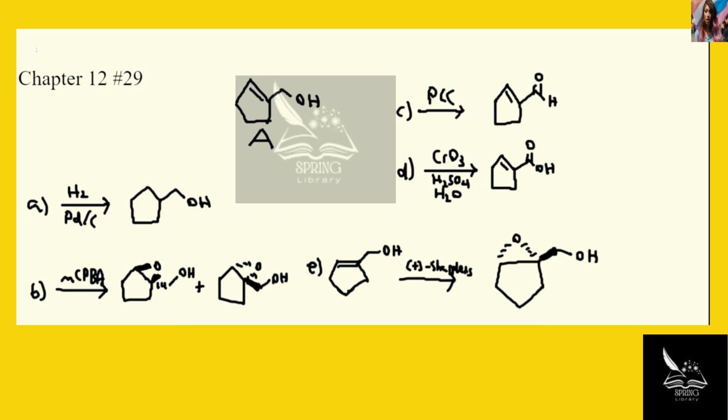And so the way to approach this problem, the only way to approach this problem really, is you have to know what each of these reagents does to an alkene or to an alcohol for the oxidations. And then you need to just apply what each of these reagents does to this molecule. And that's the answer to Chapter 12, problem number 29.